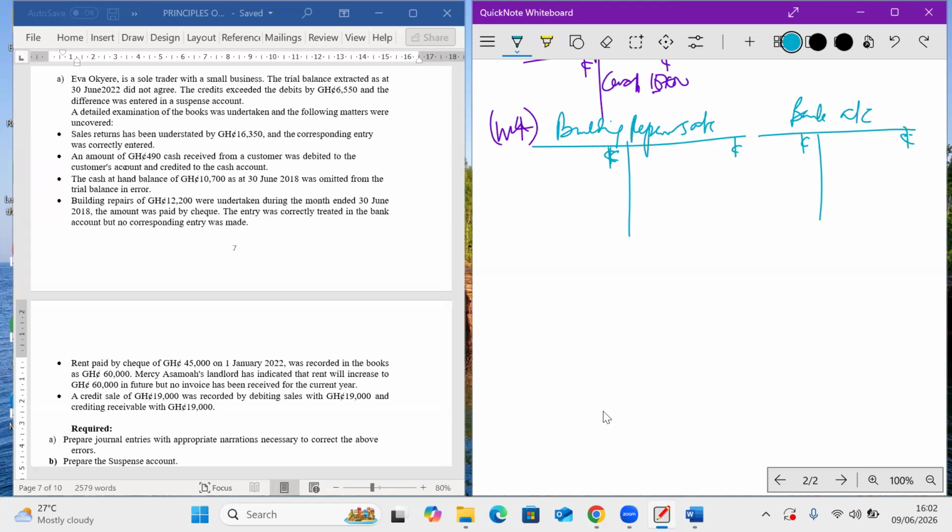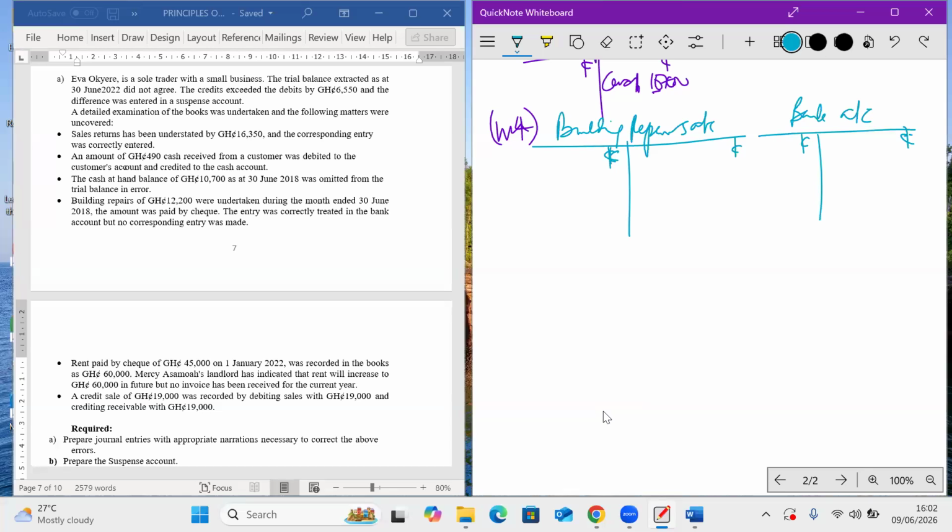Building repairs of 12,200 were undertaken during the month ended 30th June 2018. The amount was paid by check. The entry was correctly treated in the bank account, but no corresponding entry was made.